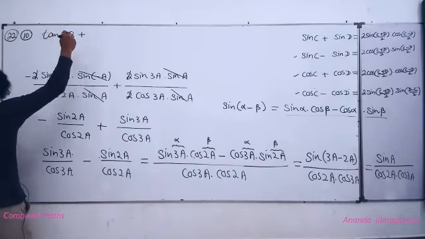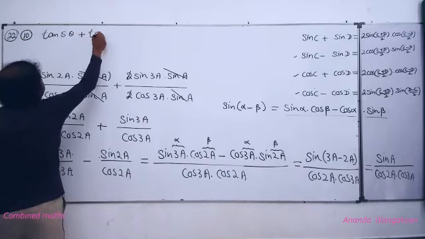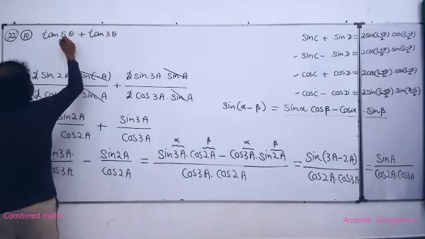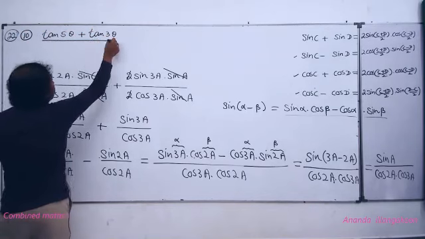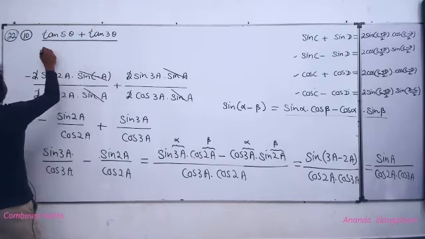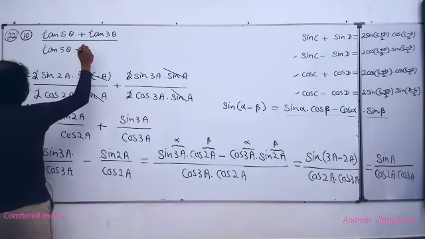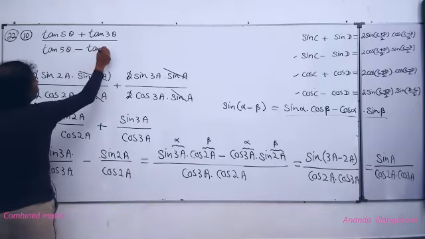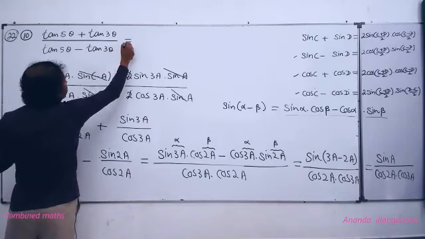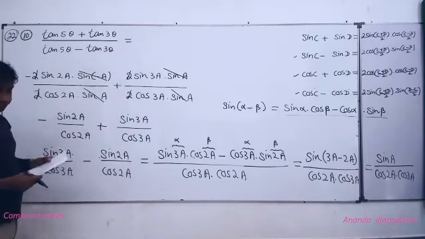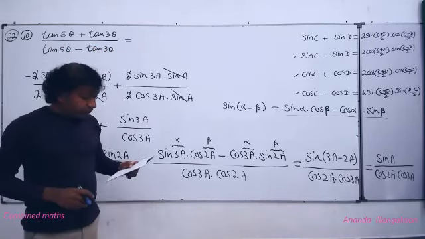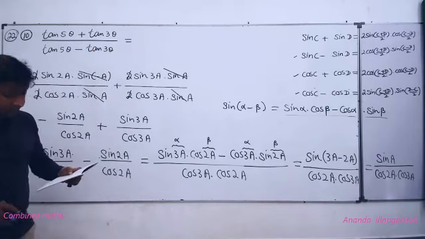Tan 5 theta as tan 3 theta. Tan 5 theta minus tan 3 theta. Right. This one we have to prove as 4 cos 2 theta cos 4 theta.